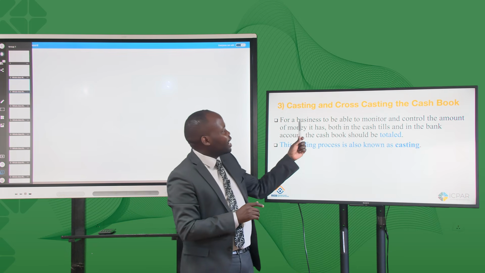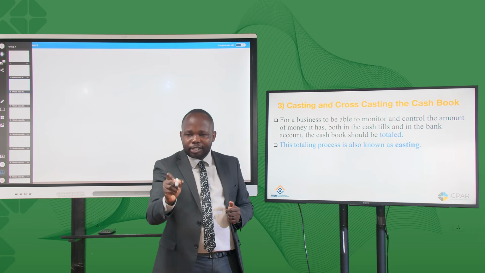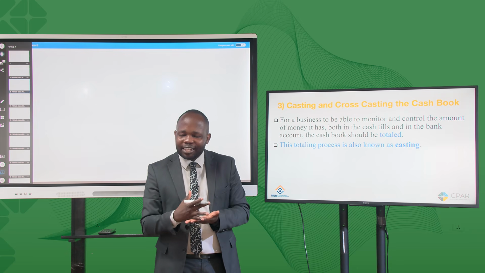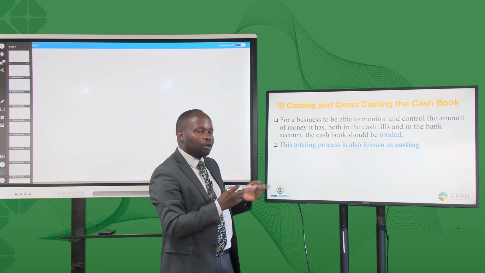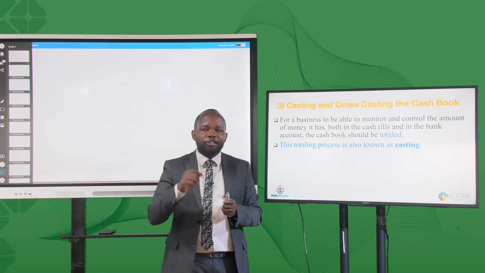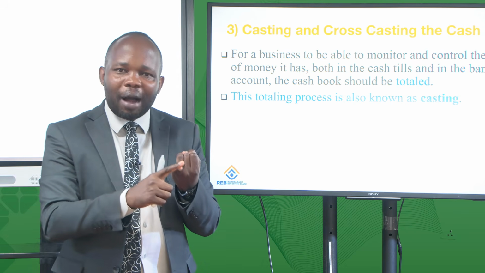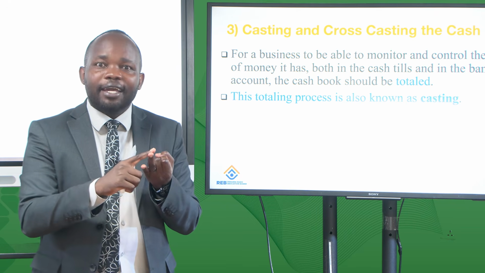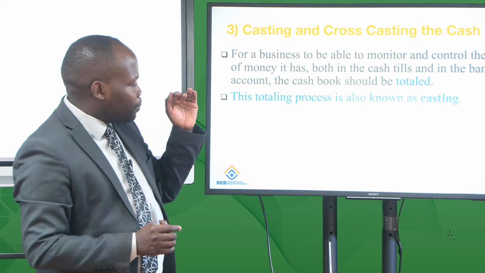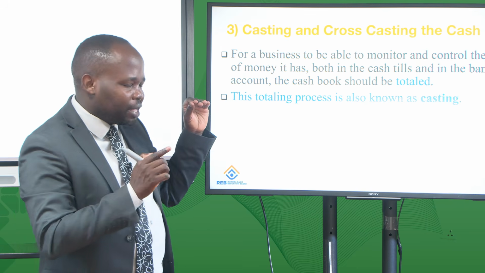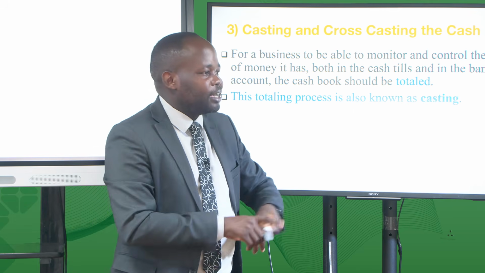Now, casting and cross-casting the cash book. Once you have posted all your entries in the cash book, even if they are 30 or 50, maybe in a month, you need to get the total on the debit side and also the total on the credit side. The total of the bank section, the total of the cash section, and even the total of the discounts. That process of trying to get the totals on both the debit side and the credit side is what is known as casting.